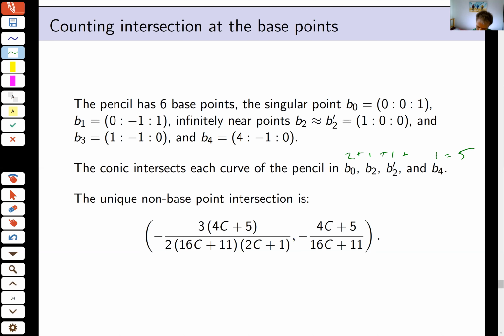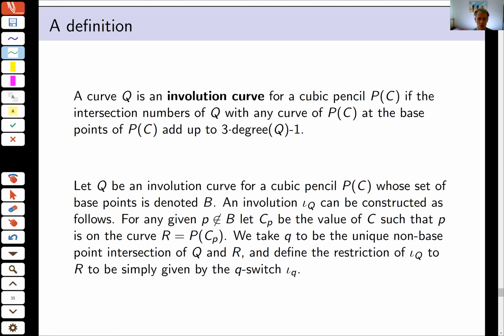And this actually led me to a general definition of what an involution curve is. Here, an involution curve for a cubic pencil, so this only works if the degree is 3, is a curve Q such that the intersection numbers of Q with any curve of the pencil at the base points of that pencil add up to 3 times the degree of Q minus 1.